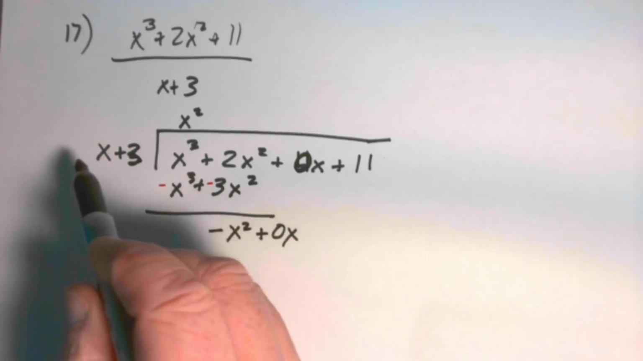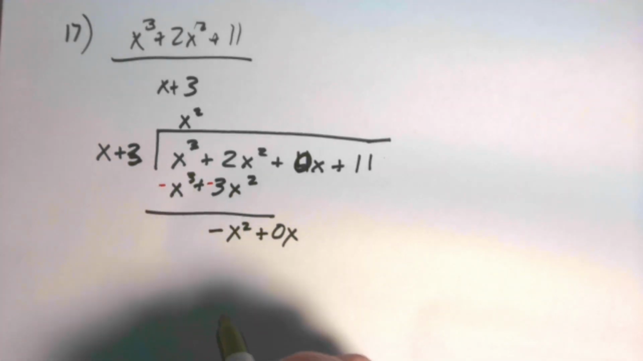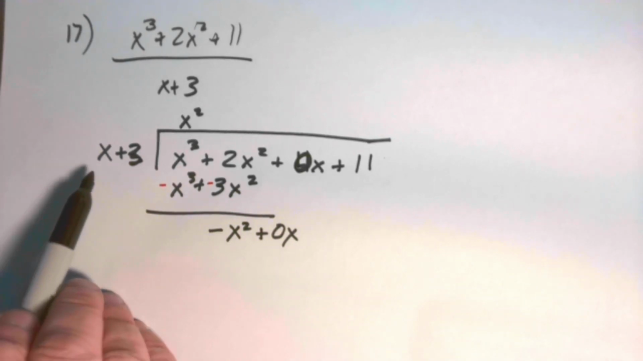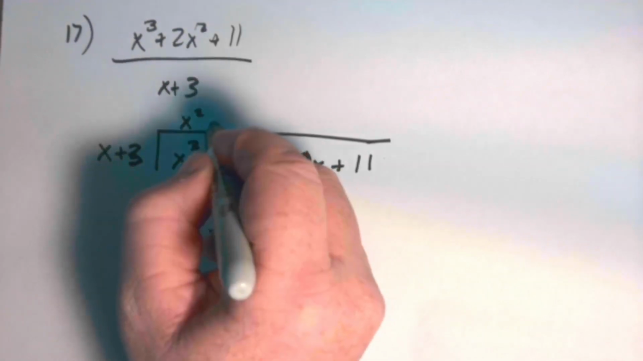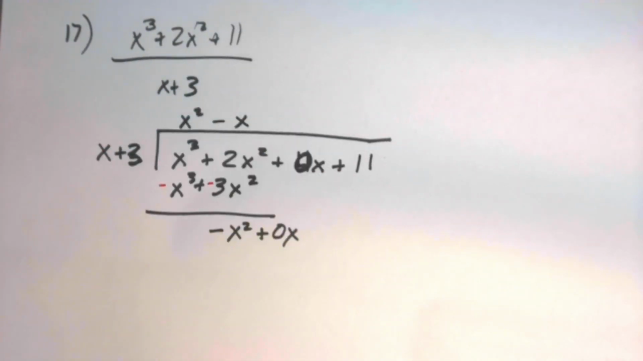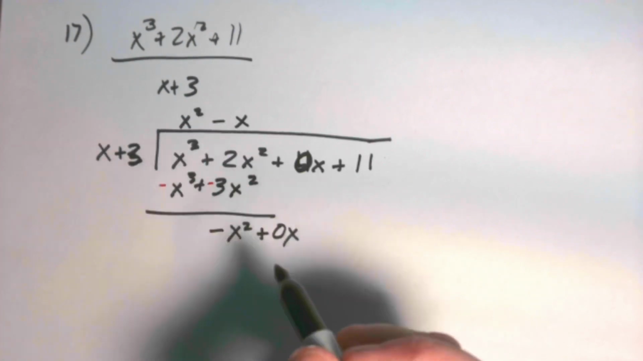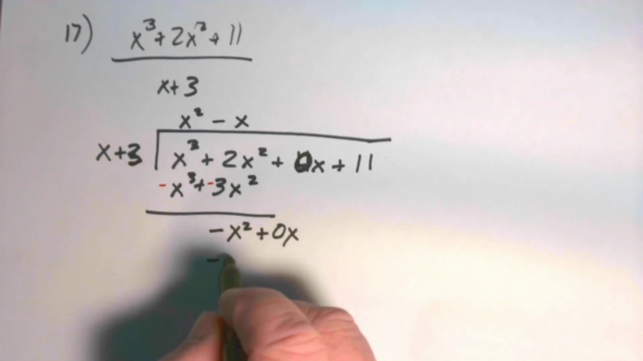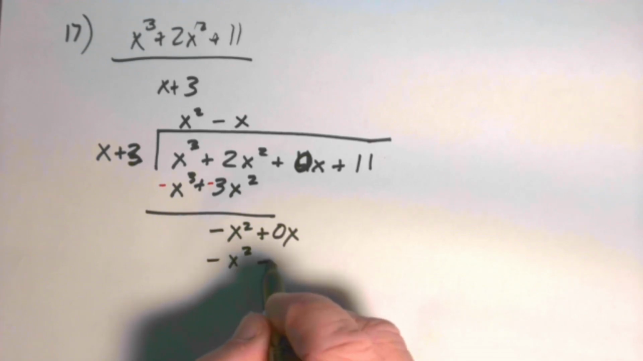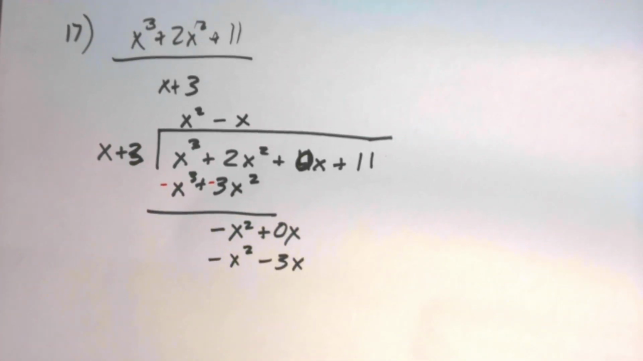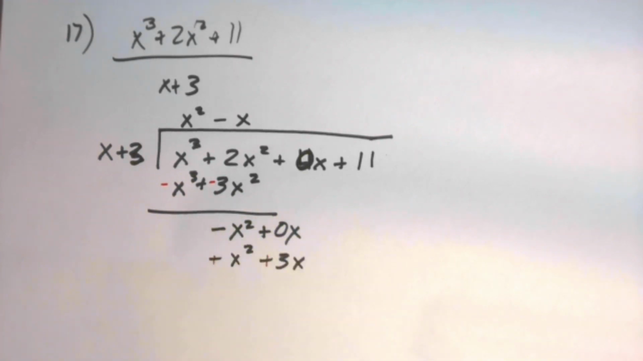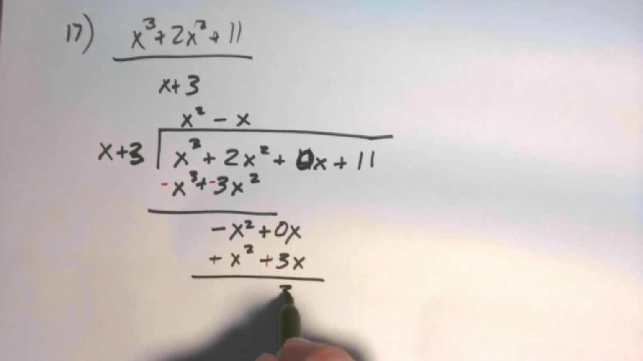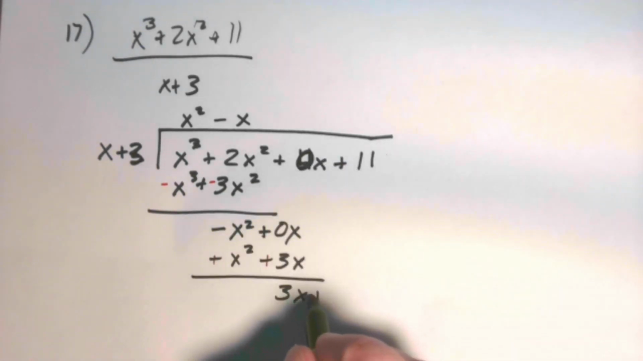It's important to do that. We want to make sure we get all the terms, and we're not skipping any terms or anything. So we'll repeat that process. What do I have to multiply x by to get negative x squared? Well, that has to be negative x. So write that up there. When I multiply negative x times x plus 3, I get negative x squared minus 3x. And then I want to go ahead and change my signs and add those together. And so I get 3x. And then I'm going to go ahead and bring down the 11.